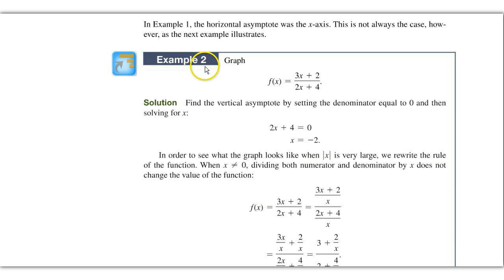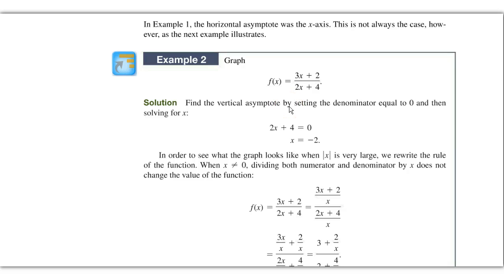We said in example 1, the horizontal asymptote was the x-axis. But that's not always the case. As we look at this example 2 graph, we have this rational function. Find the vertical asymptote, and then later find the horizontal asymptote.